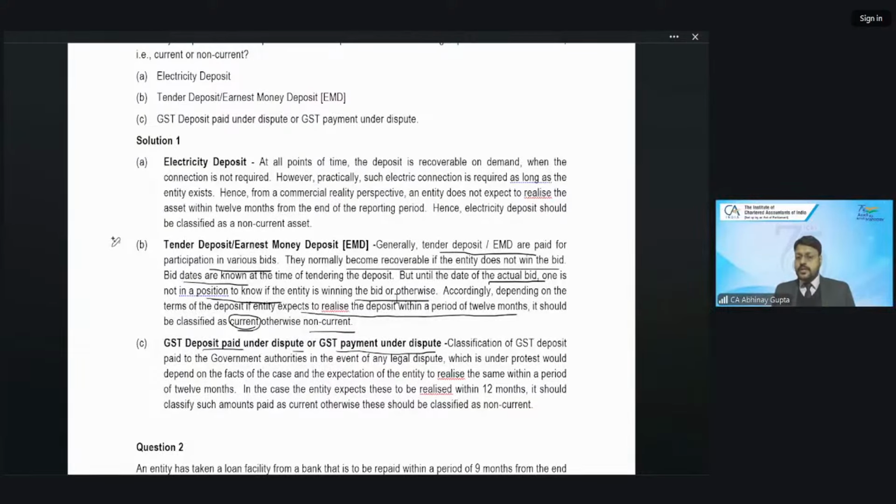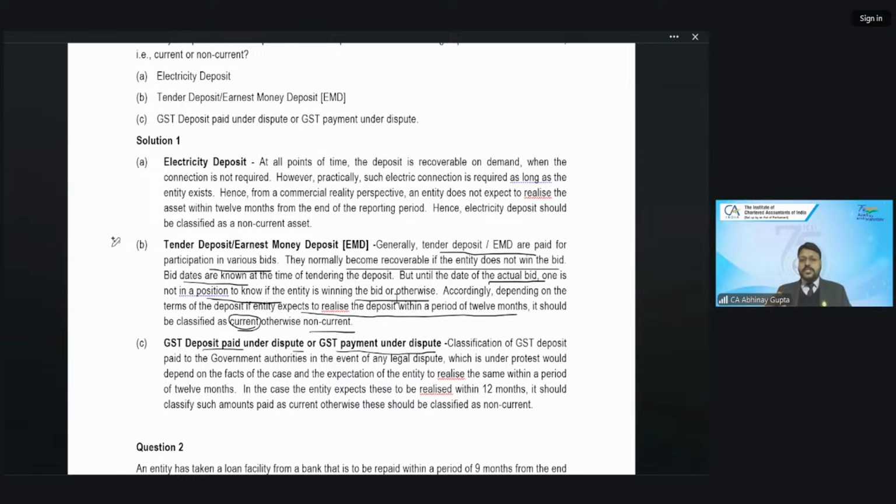And if the lawyer says, no, your case is kind of 50-50, we don't know what the outcome would be, so let's wait for the court order. If the court order doesn't come by the reporting date, then management may believe that it might take more than usual time, maybe more than 12 months from the reporting date. In that case, we might not be able to receive the refund within the next 12 months. Hence, let's classify it as non-current.